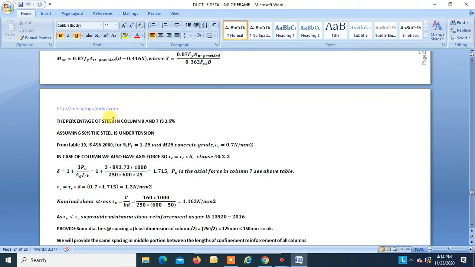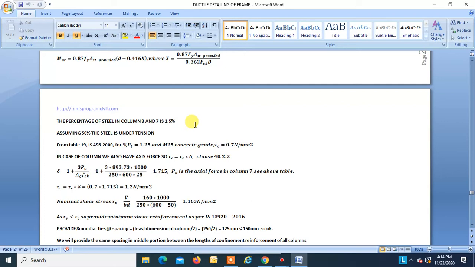The percentage of steel in columns 8 and 7 is assumed to be 2.5%. Now assuming 50% of the steel is under tension, so out of the total percentage, 50% of the steel is under tension. So Pt under tension we are taking as 1.25. From table 19 of IS 456:2000, for Pt 1.25 and M25 grade concrete, tau c is found to be 0.7, right?